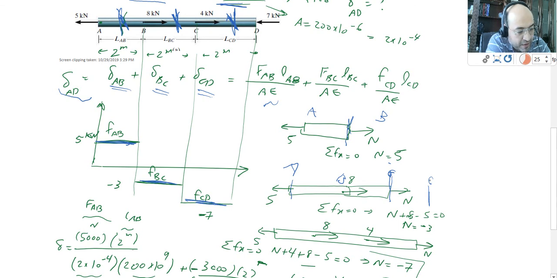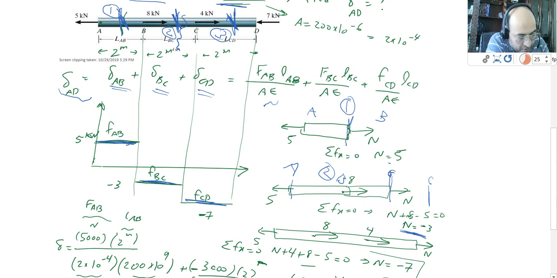I'm cutting from this cross section, cut 2. This is cut 1, and this was cut 1, cut 2. So in cut 2, you can see, if I write the equation, I can say 8 minus 5 plus N is equal to 0. And then from there you get N is equal to minus 3.